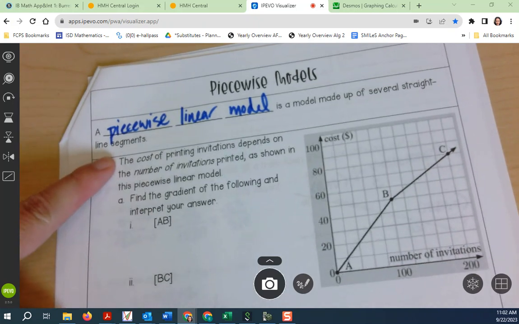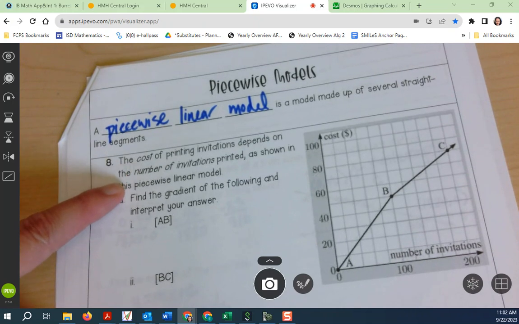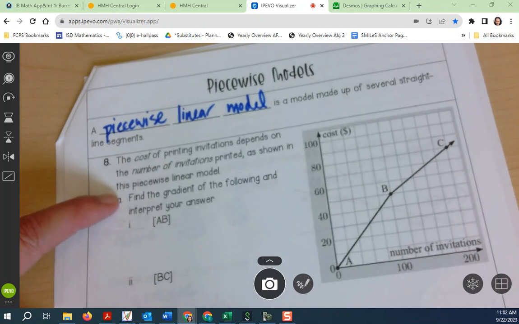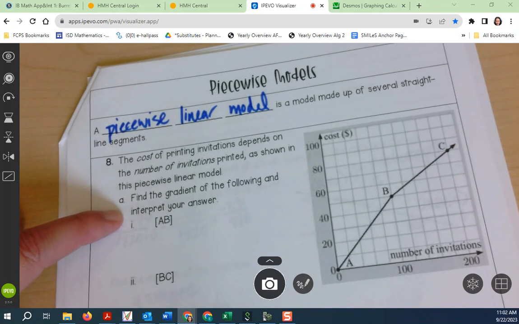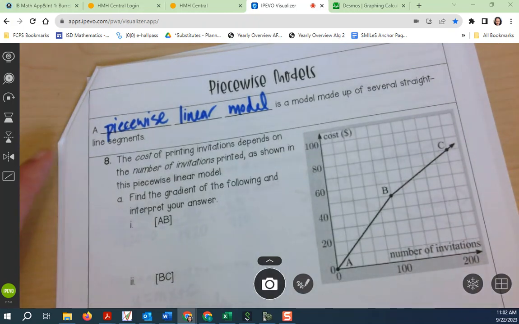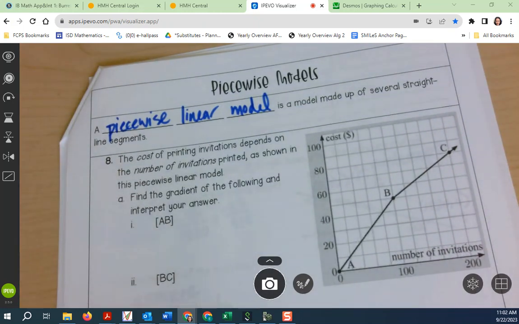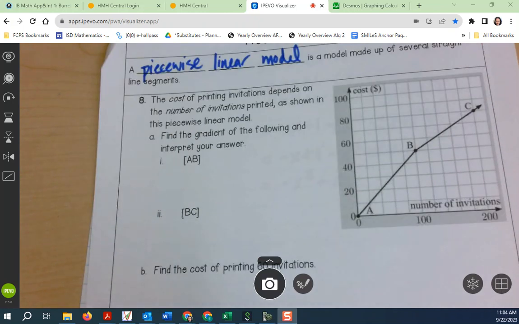So it says the cost of printing invitations depends on the number of invitations printed as shown in this piecewise linear model. Find the gradient of the following and interpret your answer. So that's a typical IB thing. When they say interpret your answer, they mean, what does this number mean? So go ahead and do that. Find the gradient of each part and interpret your answer. All right, let's see how you did here.